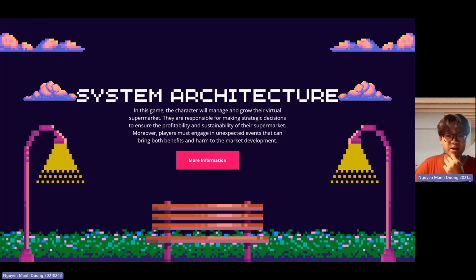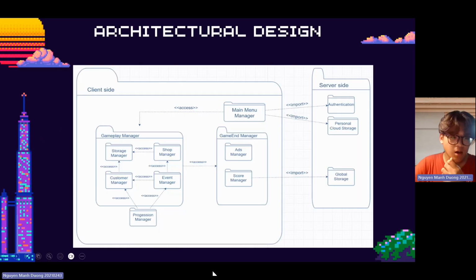So about the system architecture, we decompose the system architecture into two different components. The first is the client side, and the second is the server side. On the client side, we have the gameplay manager, main menu manager, and game end manager. While on the server side, we have authentication, personal cloud storage, and also a global storage.